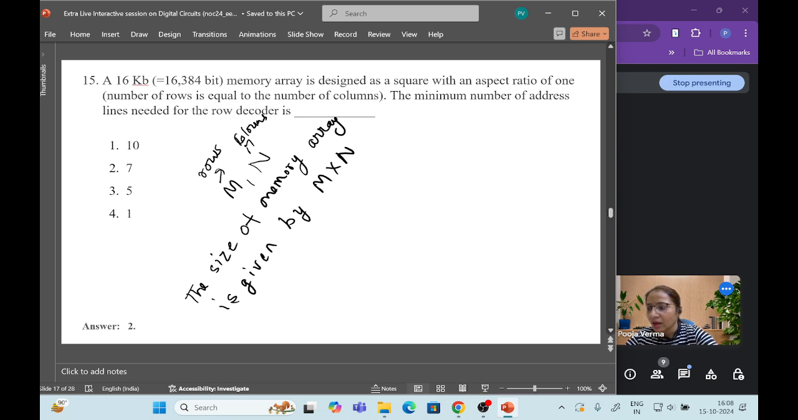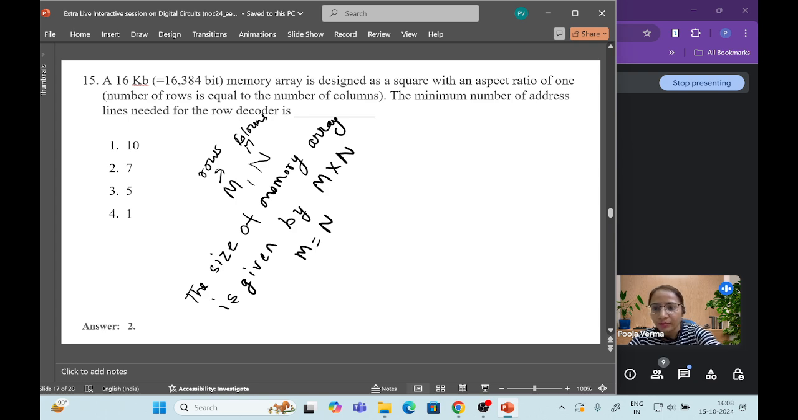Okay, it is also given that the array is square, which means m is equal to n, where m is the number of rows and n is the number of columns. Since the array is square, the number of rows and the number of columns are equal.